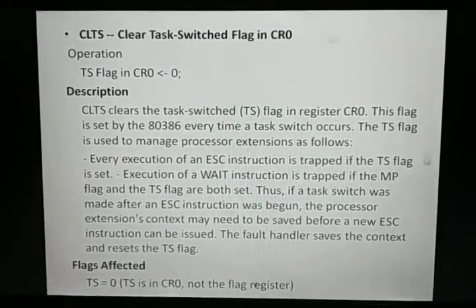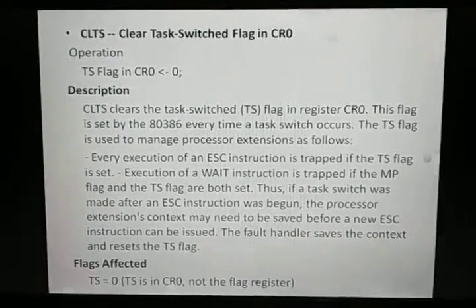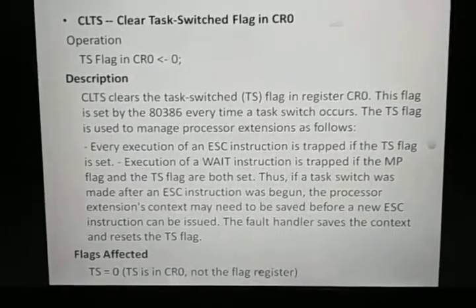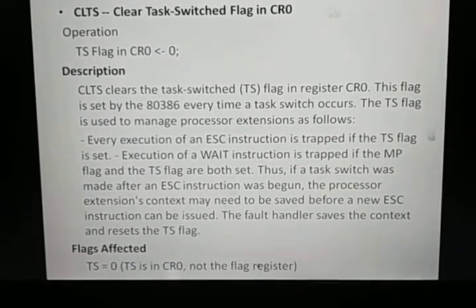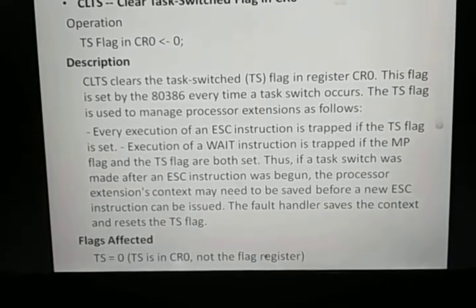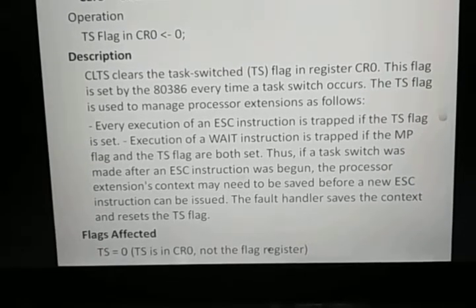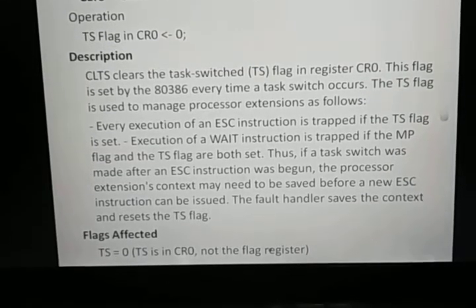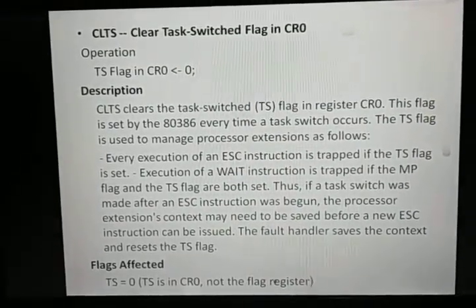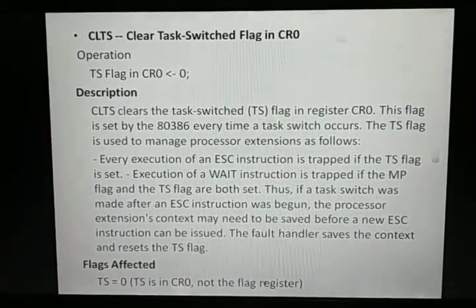Then next is clear task switch flag in the CR0 register. If the task switch flag value is cleared to 0, in that case you cannot perform the task switching operation. So clear task switch clears the task switch flag in register CR0. This flag is set by the 80386 every time a task switch occurs. The task switch flag is used to manage the processor extension as follows. Basically, we use the task switch flag for the task switching operation. If you clear this flag, in this condition you cannot perform the task switching.